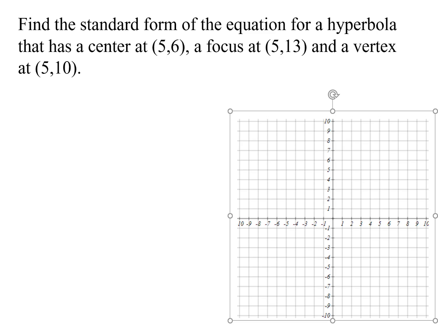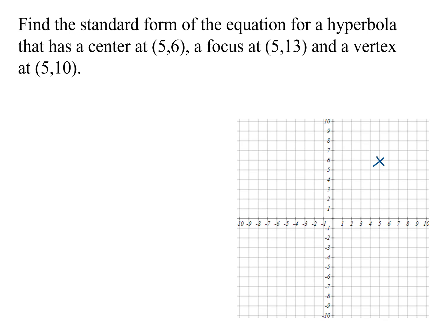A center at (5, 6). So we're going to go over 5 and up 6, and I'm going to put an X there to mark the center. There's a focus at (5, 13). So over 5 and up 10, 11, 12, 13. So this is a focus. Okay, there is a vertex at (5, 10). So right here, this is a vertex.